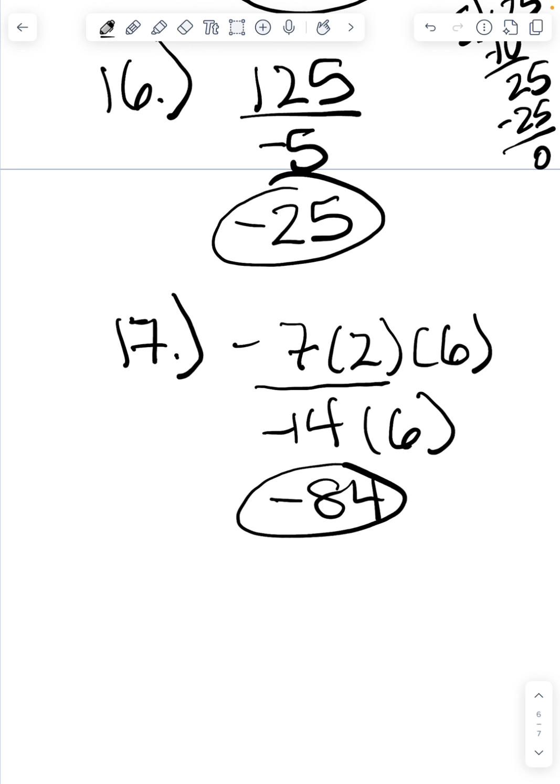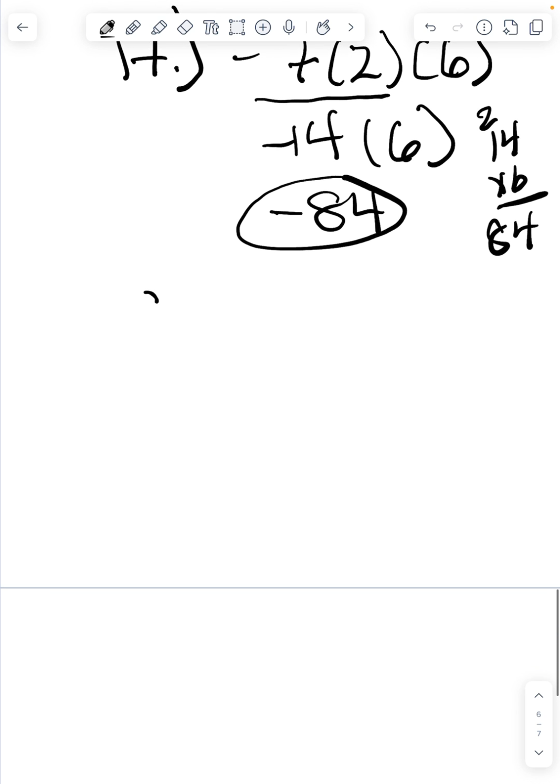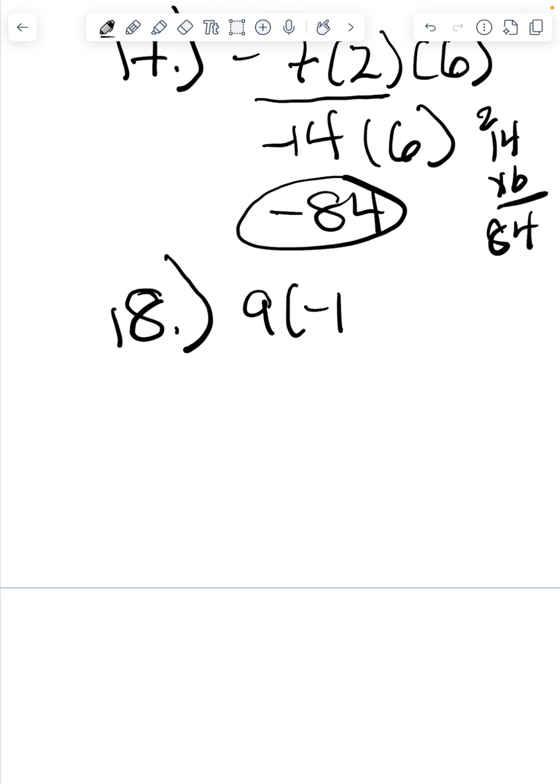Here's another one, 14 times 6. You might not know that off the top of your head. Don't worry. Just write it down real fast. A little side work. Number 18. 9 times negative 12 divided by negative 6.